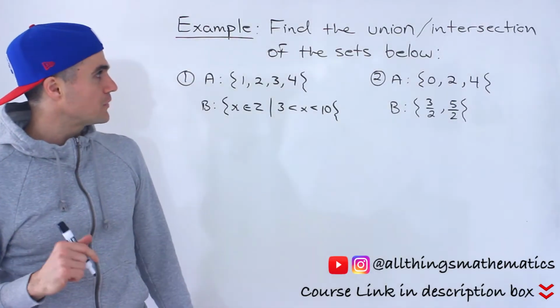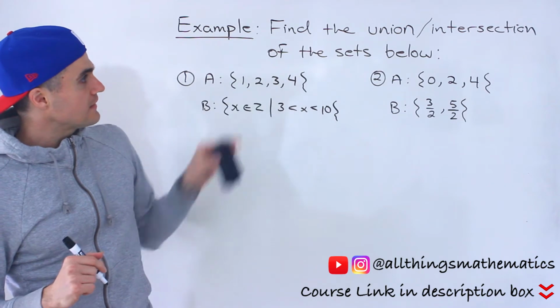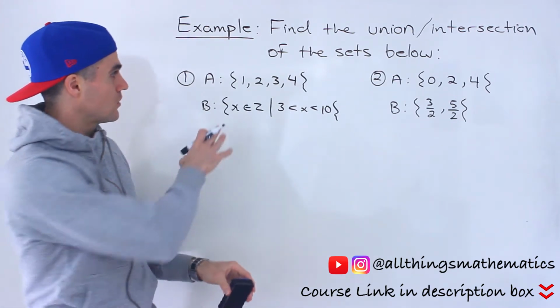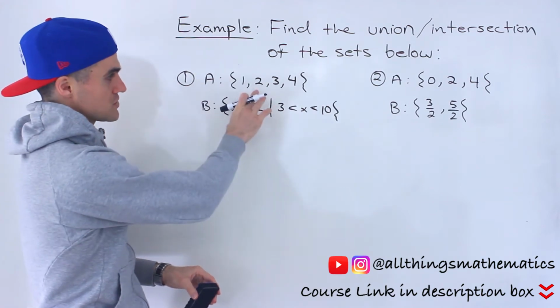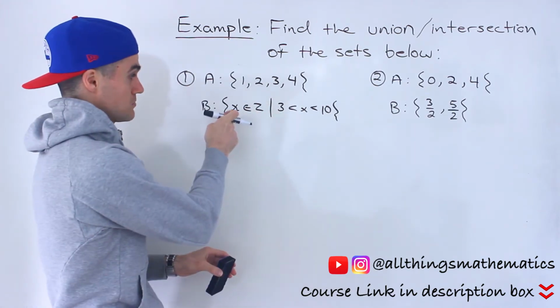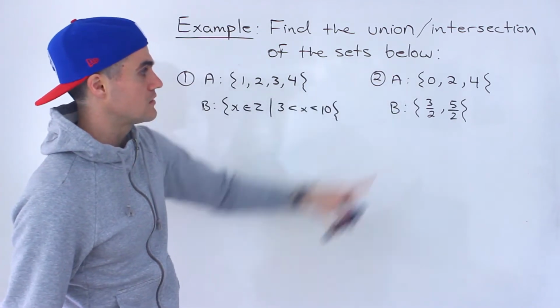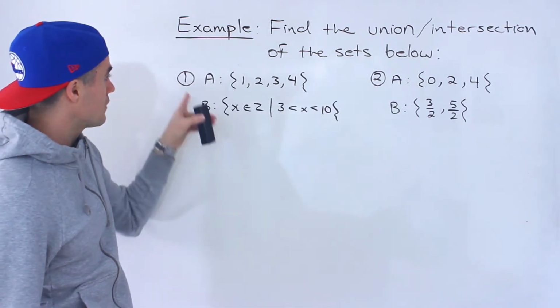And in this video what we've got to do is find the union and intersection of these sets here. Notice this first question, we have two sets, and we're going to find the union and intersection between these two sets. And then here the second question, between these two sets, A and B. So let's start off with number one.